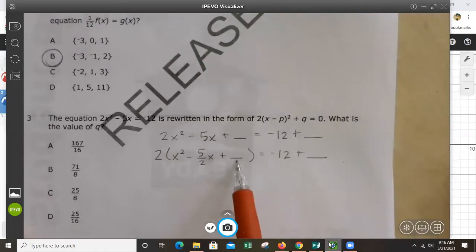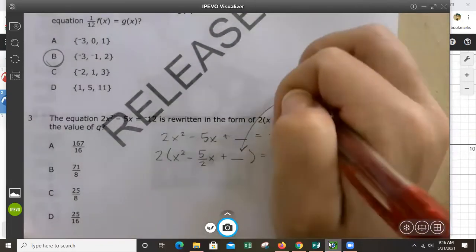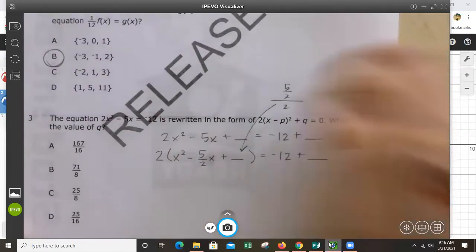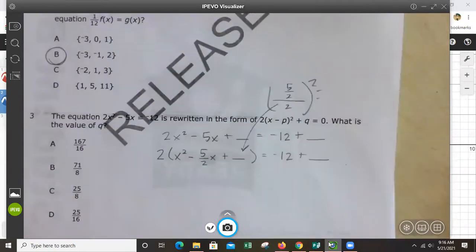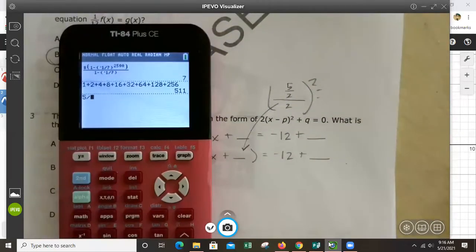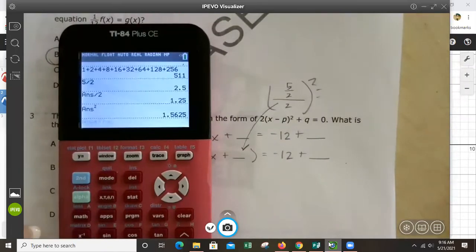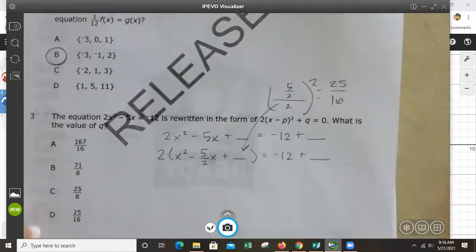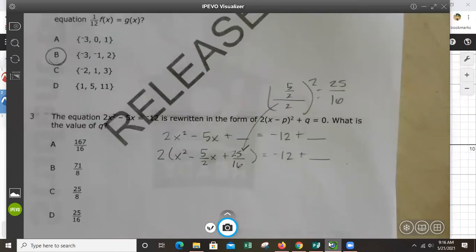Remember how we get this space: we take 5/2 and we divide it by 2, right? And then we square it. I'm super lazy and I don't want to do that, so I'm going to put it in my calculator, divide by 2, square it, and then turn it into a fraction. The reason that I do that is it's easier to take the square root. That's all.